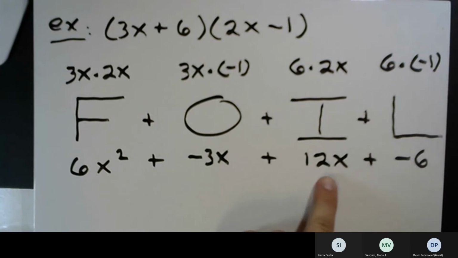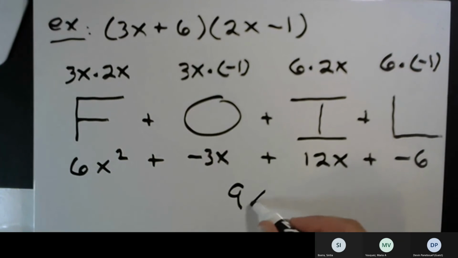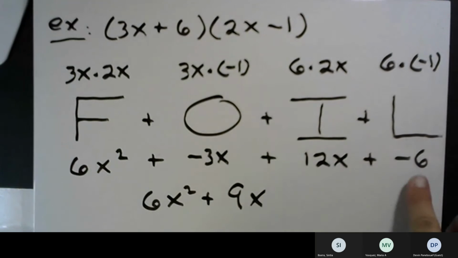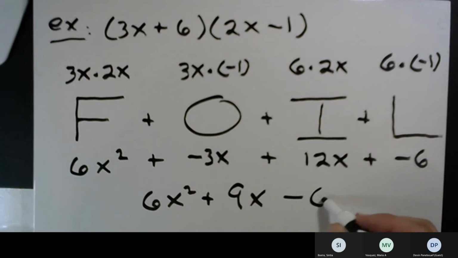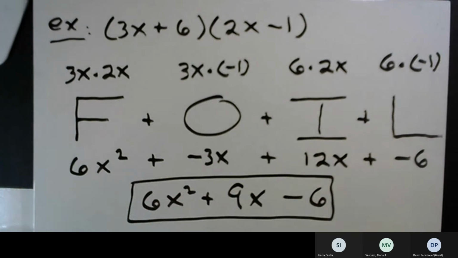Now these we can combine. You got 12 x's, you lose 3, you're going to get 9x. And we still have our 6x squared plus, and then we have a -6. And then that's it. That's going to be our answer. Questions about that?